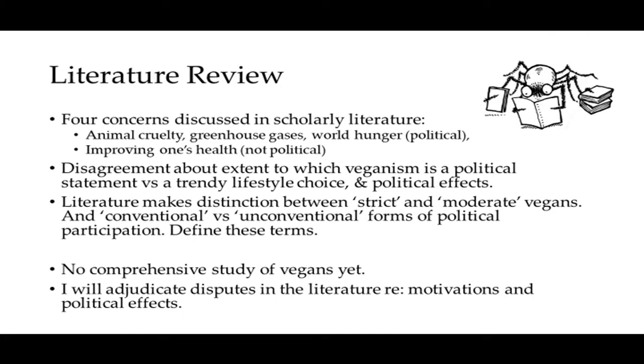And the literature makes several conceptual distinctions between strict and moderate vegans and conventional and unconventional forms of political participation. These terms should be defined clearly as soon as they're introduced in the text. This study involves adjudicating disputes in the literature regarding motivations and political effects. Then the hypotheses flow from this discussion of the literature.